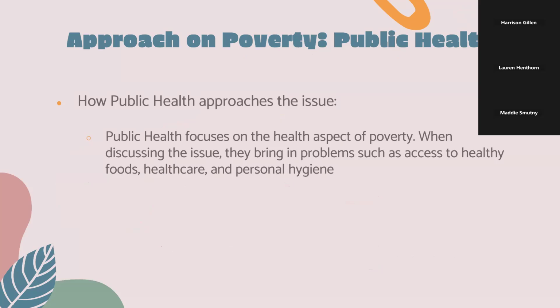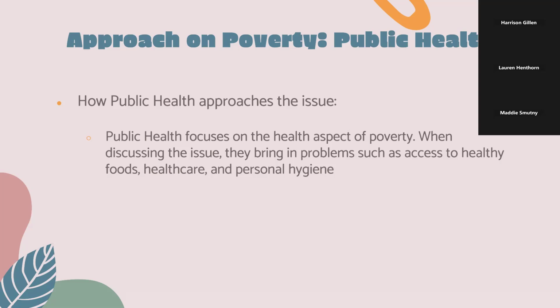So specifically, public health focuses on the health aspect, which makes sense. And when discussing this issue, it will bring in problems such as access to healthy foods, healthcare, and personal hygiene. So specifically, if you are food secure, if you have access to personal hygiene items, and if you can afford healthcare either through insurance or through out-of-pocket payments.